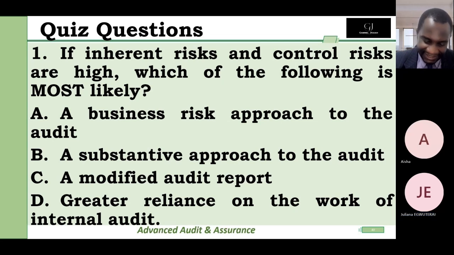Julie is already answering. Okay. B. I think B, I know you said B. What did A pick? A. Okay, a business risk approach to the audit. Okay, both of them have differing opinion. Well, we'll see on judgment day. So A picked A, J picked B.